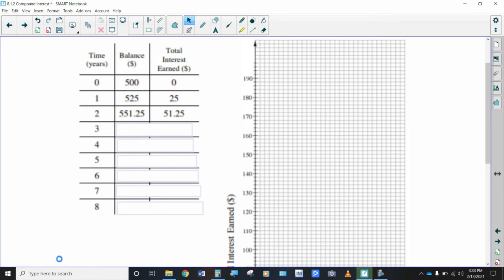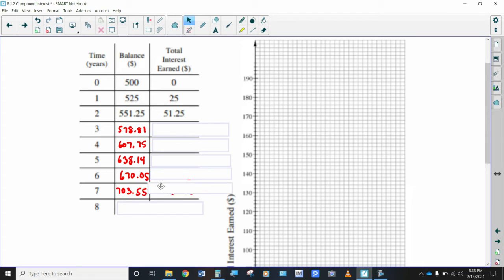All right. Hopefully you've got this taken care of. Pause it quickly before I start revealing if you are not done and you want to wait until you're done. If you're ready, I'm moving forward. So if we continue with the process, we're now going to take $551.25 times 1.05, and you get $578.81. Multiply that times 1.05, you get $607.75. Multiply that times 1.05, and you get $638.14. Multiply that, and you get $670.05.